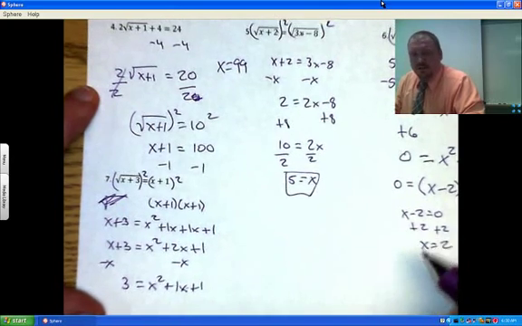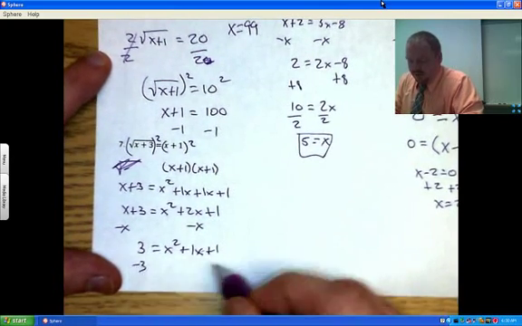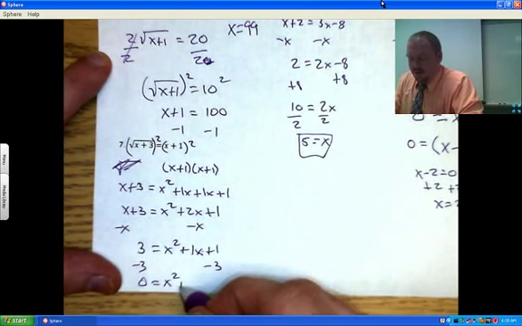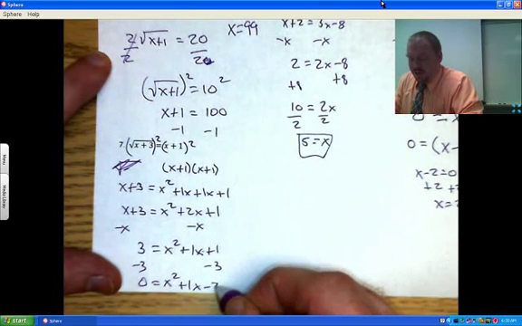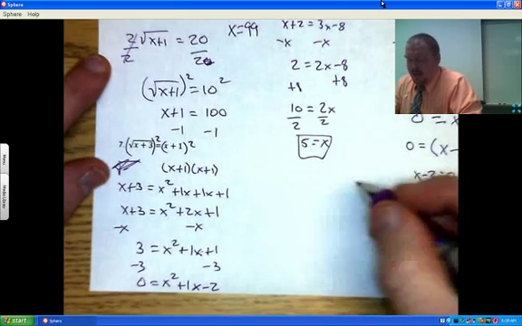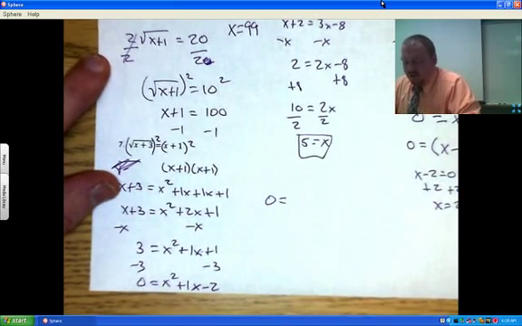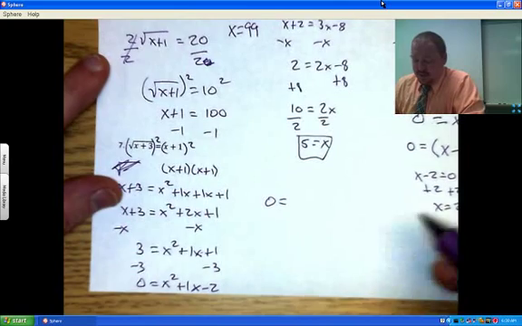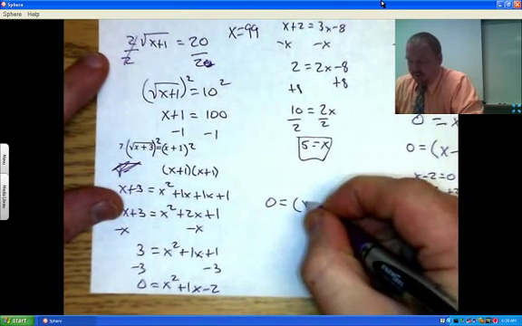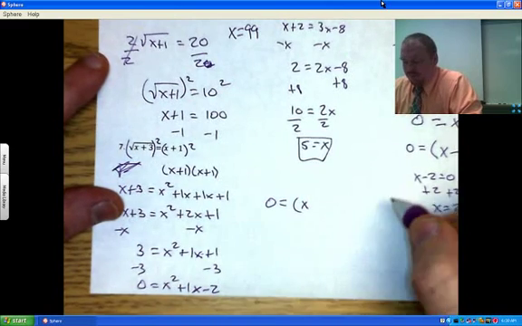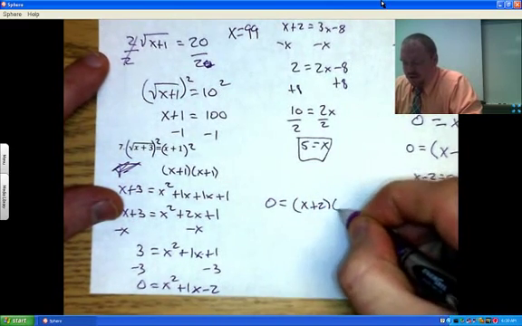For me to proceed now, I need two numbers that multiply together to give me negative 2, but add together to give me positive 1. Well, I could use positive 2 and negative 1. That adds together to give me positive 1 and multiplies to give me negative 2. So set each of these equal to 0 and solve.